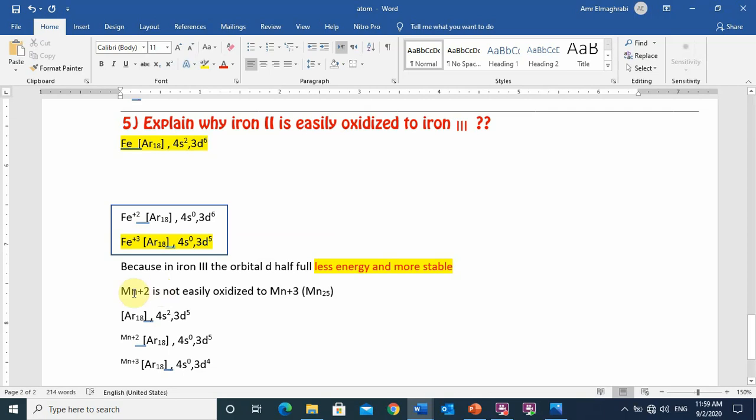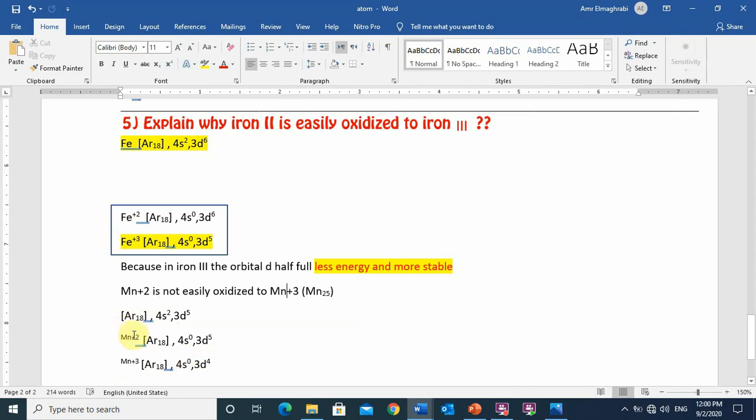Okay, the next question. Manganese positive 2 is not easily oxidized to manganese positive 3. First, manganese is 25, and its electronic configuration is argon 18, 4s2 3d5. In this case, he wants to make manganese positive 2 and manganese positive 3. Let's write the electronic configuration of manganese positive 2 by removing 2 electrons of S, and manganese positive 3 by removing 2 electrons from S and 1 from D.